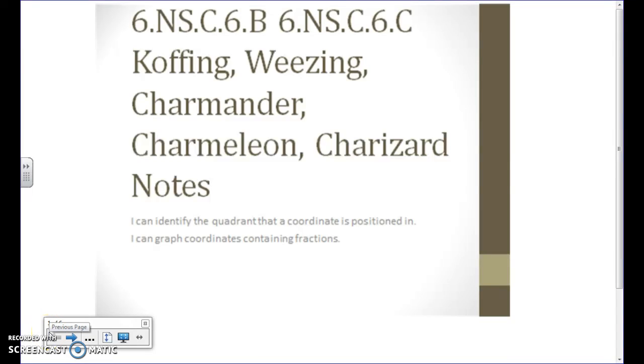All right, this is Mr. Gillum, and today we're going to continue to work with quadrants, as well as graph some coordinates that have fractional parts.